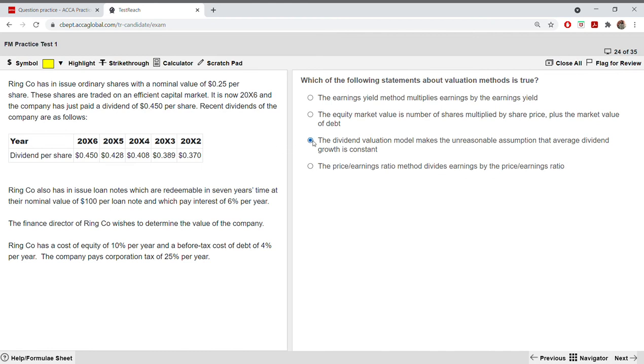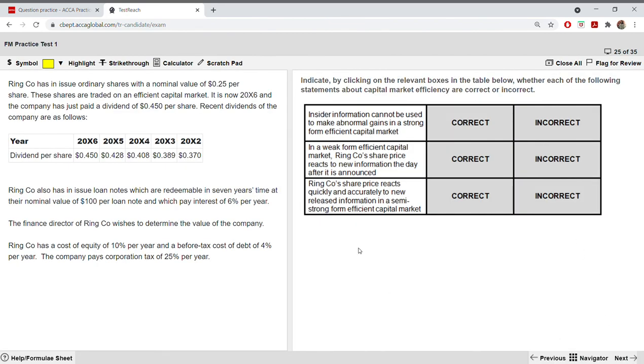It is definitely the dividend valuation model option, because in the dividend valuation model, the growth which we found, G, we have done it previously for the first question in this case study. It's just an assumption and it's unreasonable because growth will change, right? It will not remain at 5% forever. Next. Indicate by clicking on the relevant boxes in the table below whether each of the following statements about capital market efficiency is correct. So, from interest rate to dividend valuation model to capital market efficiency, do you see the variation of the syllabus asked in one section itself?